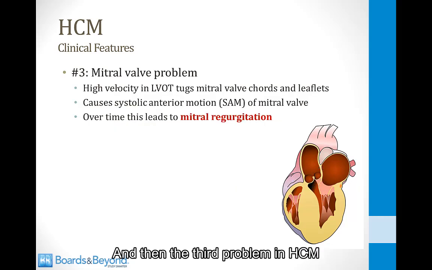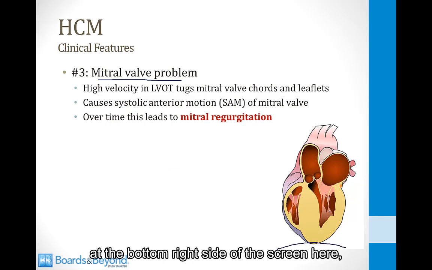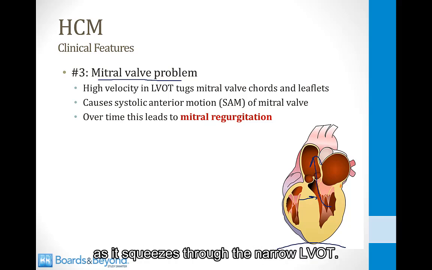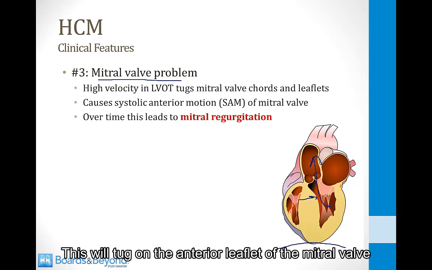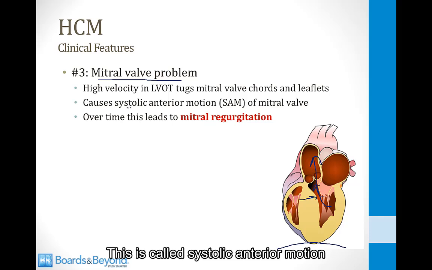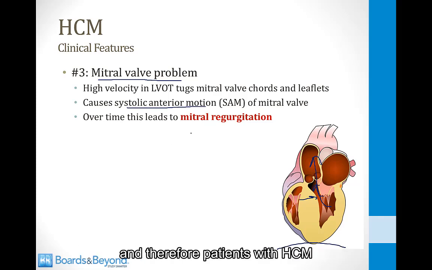And then the third problem in HCM is a mitral valve problem. If we look at this picture again at the bottom right side of the screen, as blood flows out of the left ventricle and into the aorta, in patients who have LVOT obstruction, that blood flow takes on a very high velocity as it squeezes through the narrow LVOT. This will tug on the anterior leaflet of the mitral valve, and it can even pull the anterior leaflet forward. This is called systolic anterior motion of the mitral valve. It's called systolic because it occurs in systole. Over time, this can damage the mitral valve, and therefore patients with HCM often develop mitral regurgitation.